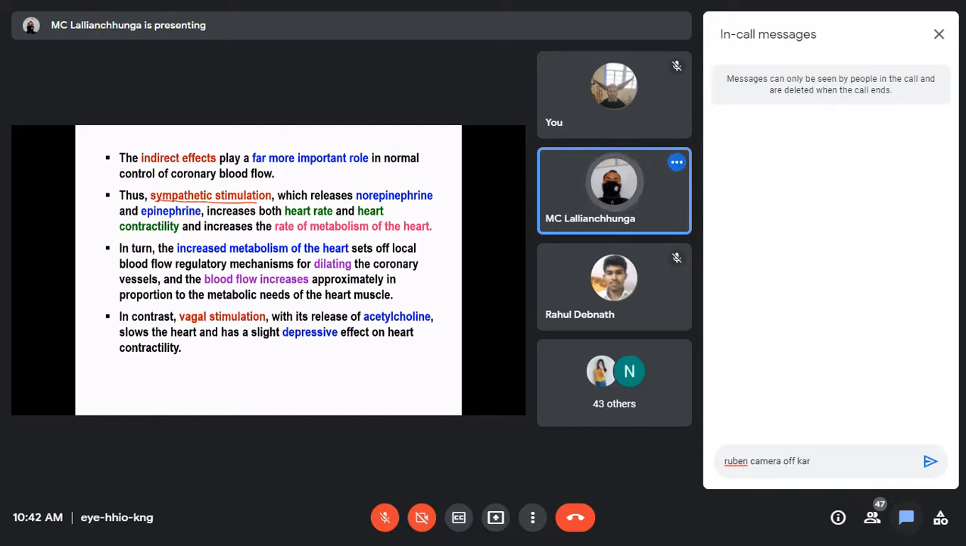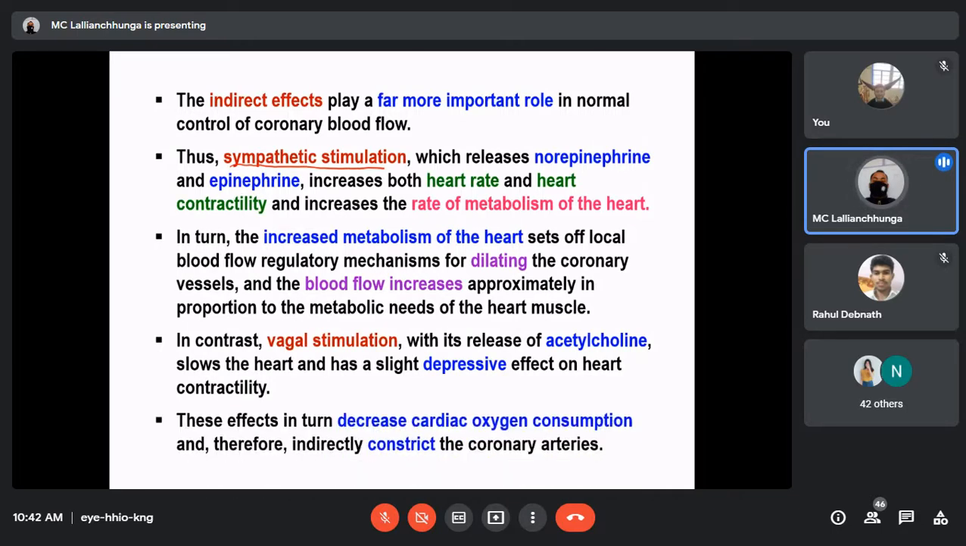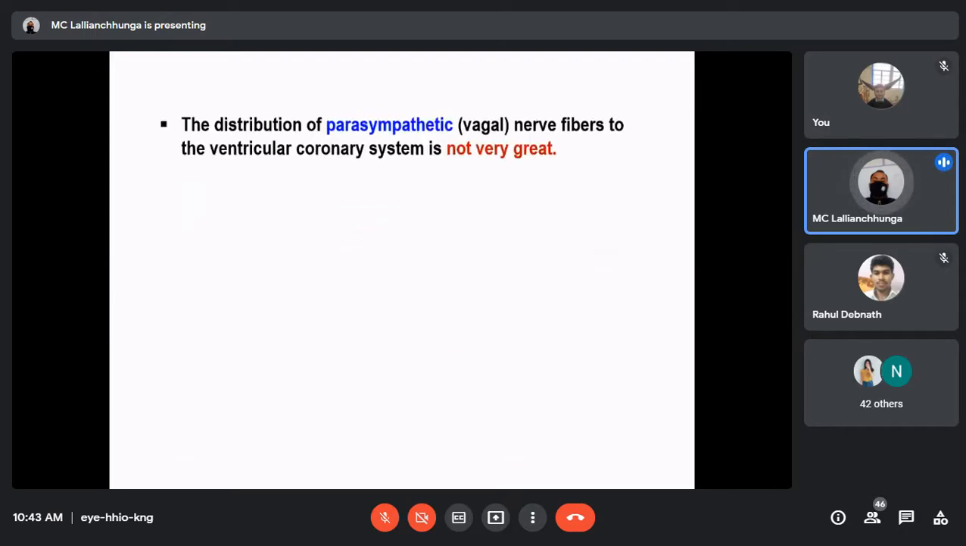In contrast, vagal stimulation with its release of acetylcholine slows the heart and has a slight depressive effect on the heart contractility. On the other hand, when there is release of acetylcholine from the parasympathetic nervous system, this acetylcholine will have a depressive effect on heart contractility. These effects in turn decrease cardiac oxygen consumption and therefore directly constrict the coronary arteries. So it is clear that the sympathetic and parasympathetic nervous systems have opposite actions. Instead of dilating, vagal stimulation will constrict the arteries of the coronary circulation.